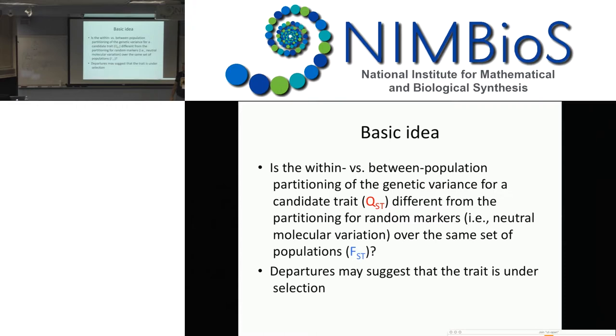Sewall Wright did a lot of these, for example. And I can then use that value for neutral markers to capture the structure of that population based just upon migration and population sizes, and then contrast and see if that structure is different when I look at a specific trait. So suppose I've got 100 traits, I have a set of populations, I use markers to get an FST value for that set of populations, then I do this test on each of those 100 traits. So the traits here basically tell you which QST you're going to use, and for the same data and the same FST, I may have a dozen, two dozen, 100 tests on this. So the idea is departures from these two values may suggest the trait is under selection.